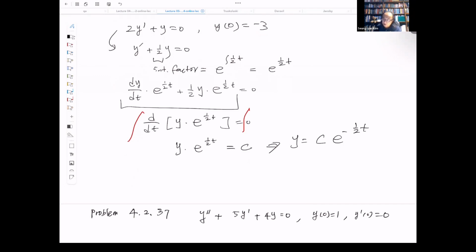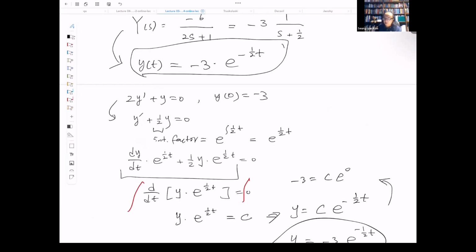Initial condition y of 0 equals negative 3. So negative 3 equals c e to the 0. So c is negative 3. So we end up getting the same answer.